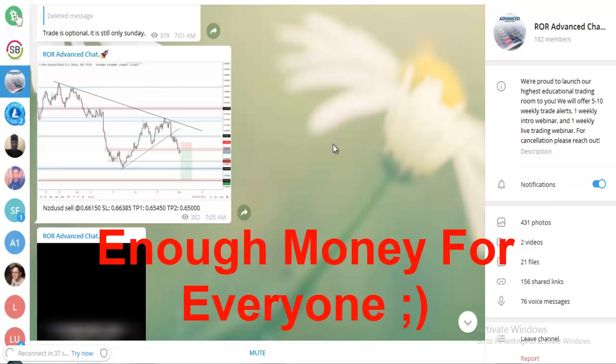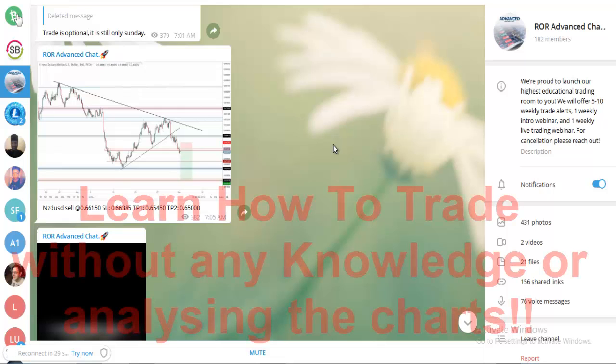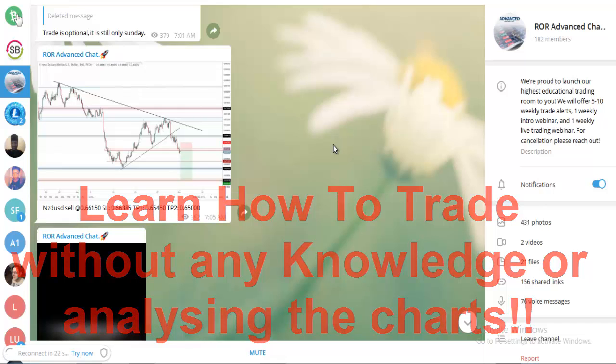In today's video, I'm going to be demonstrating a way that I'm actually trading forex right now, without having to analyze the markets, without having to know much about forex trading, only being able to use the MetaTrader app, which is the app that we use for trading forex, right?